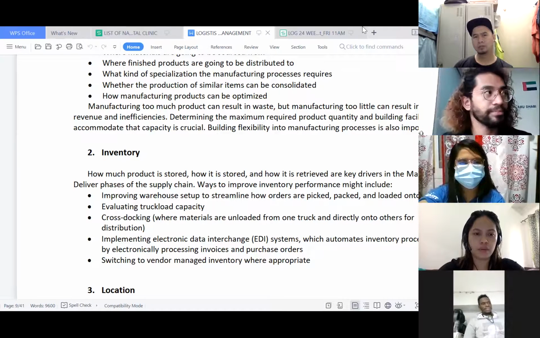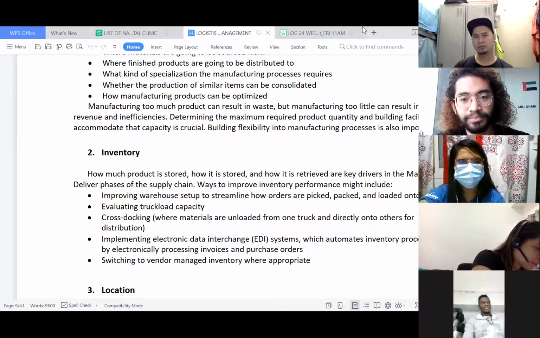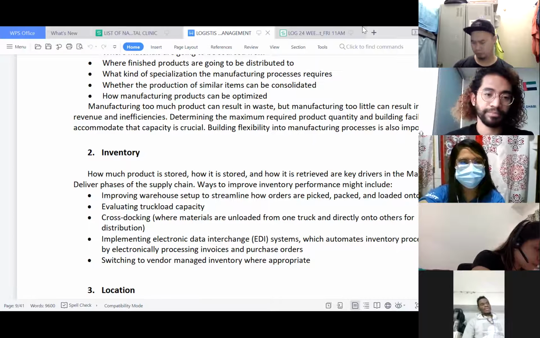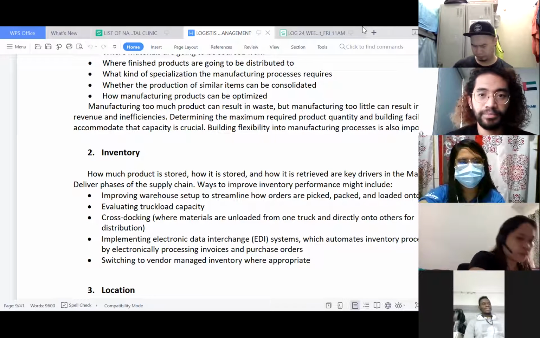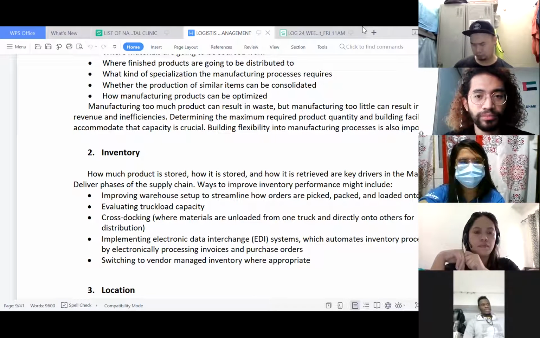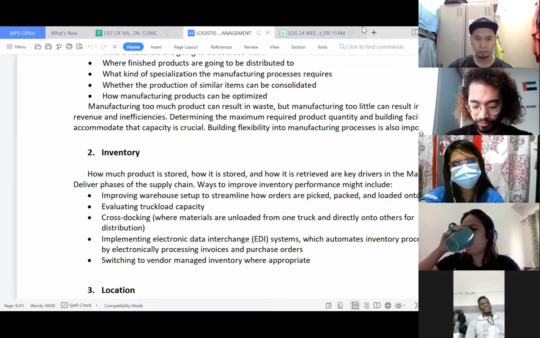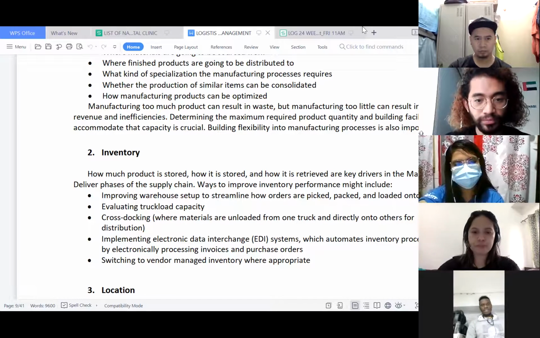Improving warehouse setup to streamline how orders are picked, packed, and loaded into trucks. Evaluating truck load capacity. Cross-docking, that is to say, where materials are unloaded from one truck and directly loaded into others for distribution. Implementing electronic data interchange, EDI, systems, which automate inventory procedures by electronically processing invoices and purchase orders.